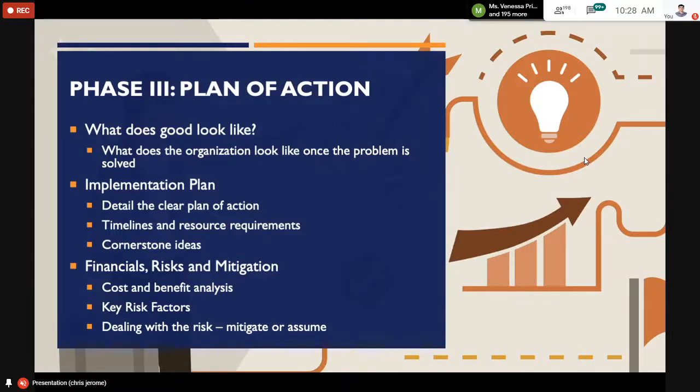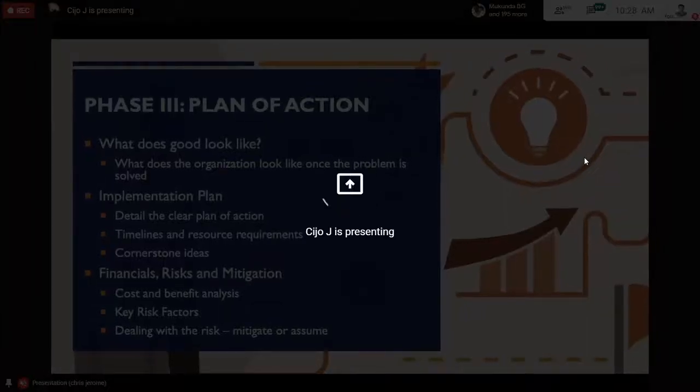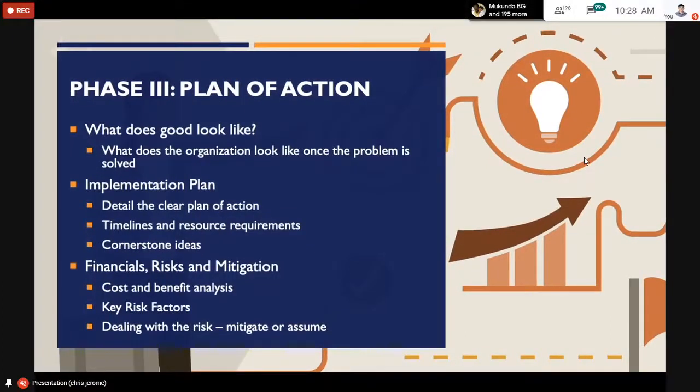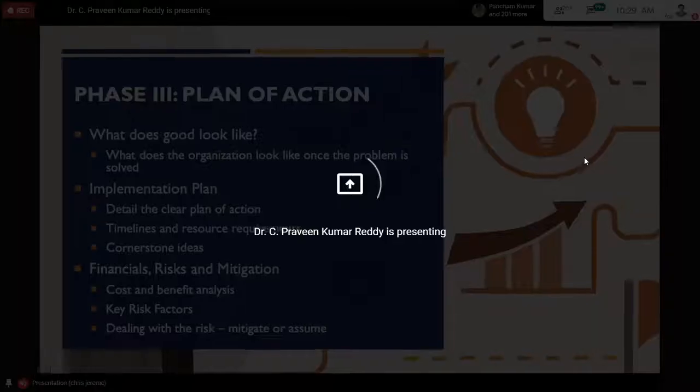And I said phase three was putting together a plan of action. So this is a time where we discuss what good looks like. We've identified the problem in part one. We've analyzed the problem, we've analyzed the environment in part two. And we've also recommended a course of action as part of part two. And phase three is now putting it all together. How are we going to implement the recommendation? What does good look like? What does the organization look like once this problem is solved? How is this problem going to be solved, and how is this recommendation going to be put into practice?